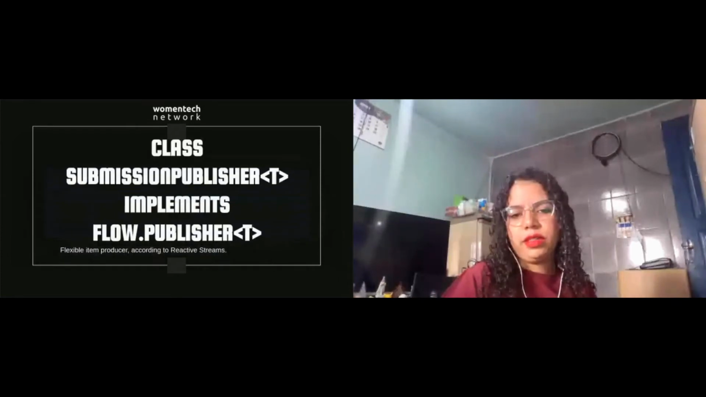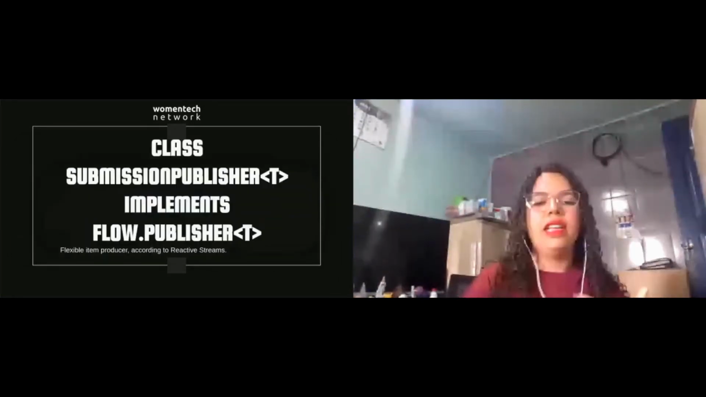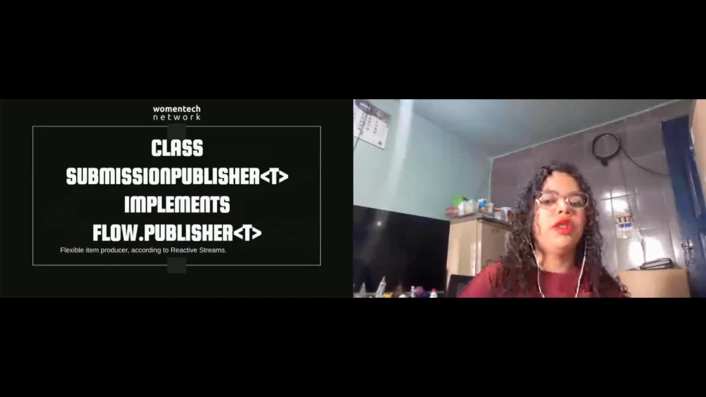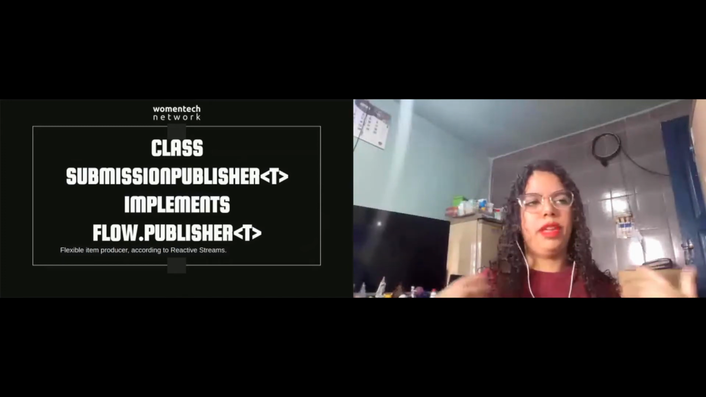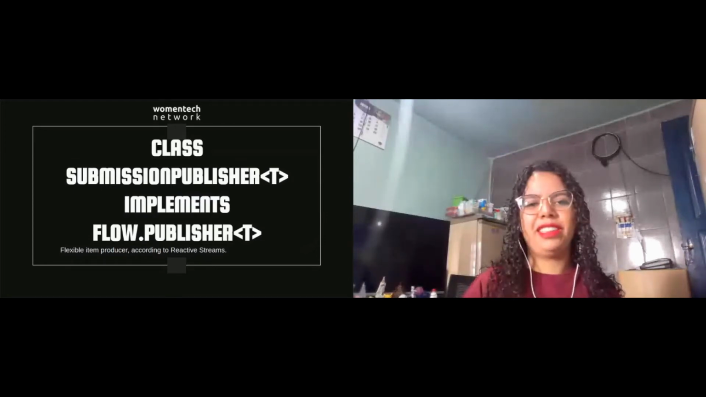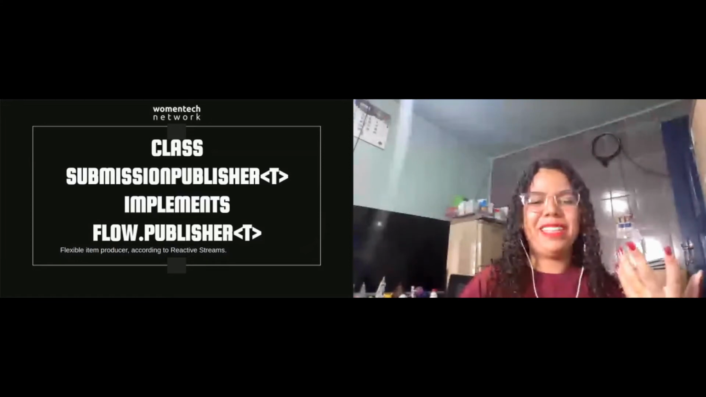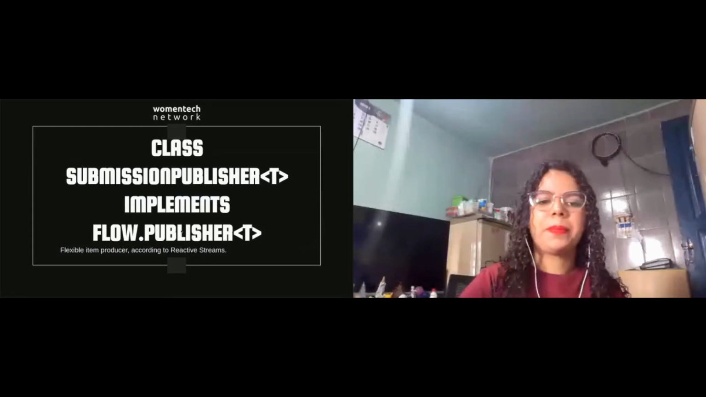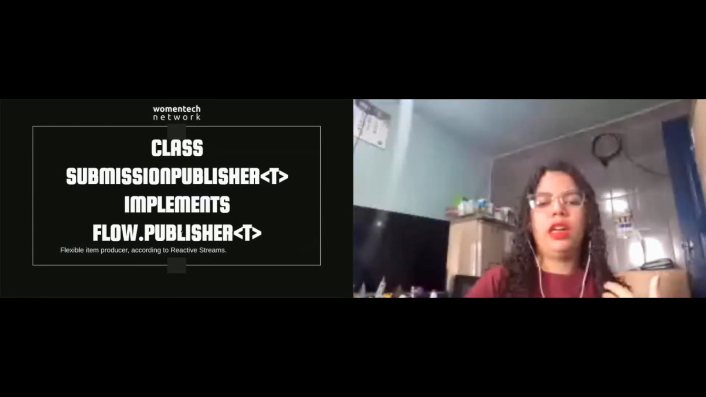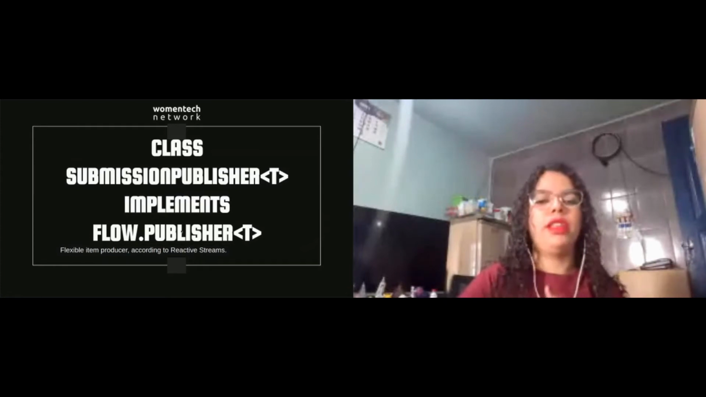And the last, I think, class from the reactive streams is the SubmissionPublisher, which implements Flow.Publisher, that is flexible with item producers according to the reactive streams. Reactive streams is a set of rules, with many rules, many codes and many operations in them. I just bring some of them because there is a lot of information about reactive streams. This is the simplest way of explaining reactive streams. In the class TransformProcessor, it extends SubmissionPublisher and implements Flow.Processor, which I already explained previously.